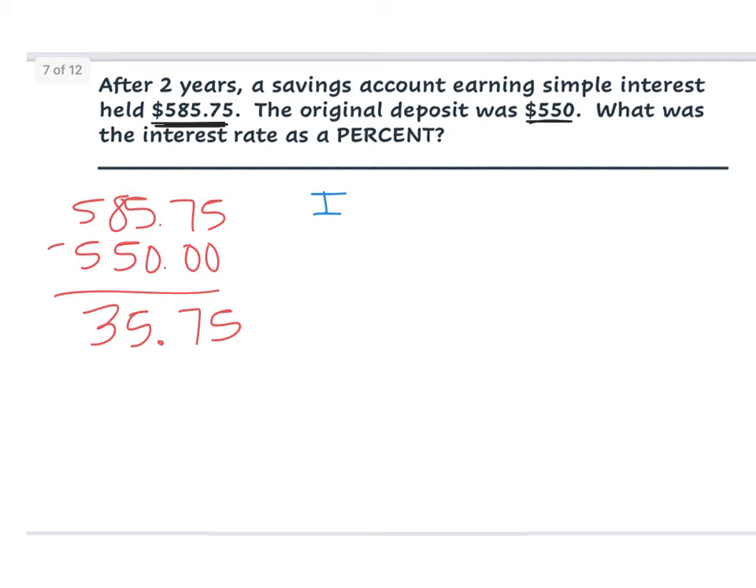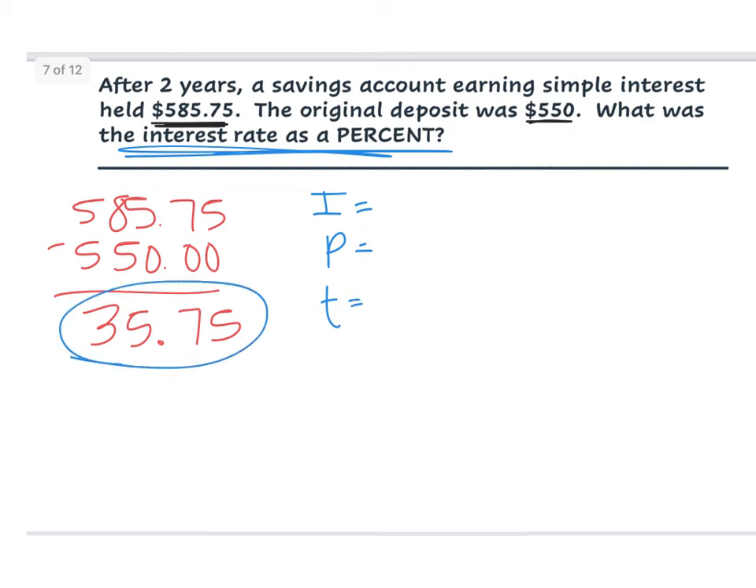So now let's go ahead and identify the things that we need. It's asking for the interest rate, so we won't know our rate yet, but we can identify from the word problem the interest, the principal, and the time. So the interest we just determined was the $35.75. The principal, the starting value was $550. And then the time, that's going to be 2 years.